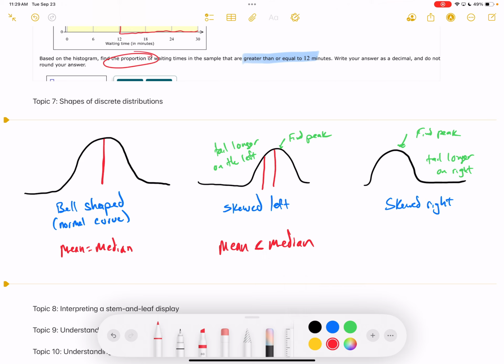That is why they say skewed left and skewed right, because the tail being longer pulls the mean to the left. This one, the tail's longer on the right, so it pulls the mean to the right.